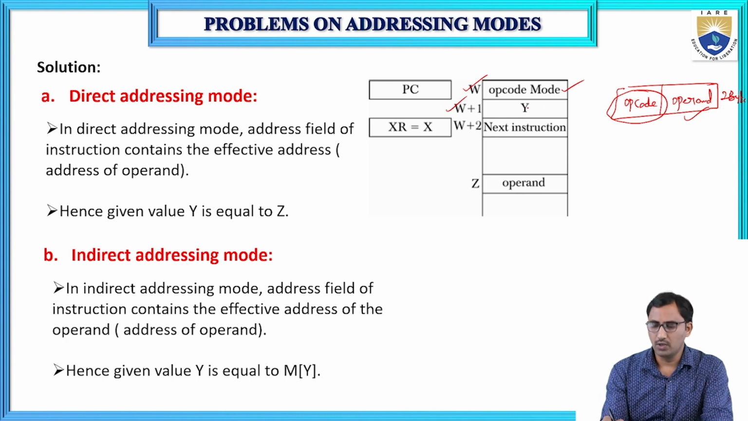So W plus 1 holds Y, which is the address. Y is the effective address. So this is direct addressing mode, because Y is specified in the address field. That's why Y is equal to Z.